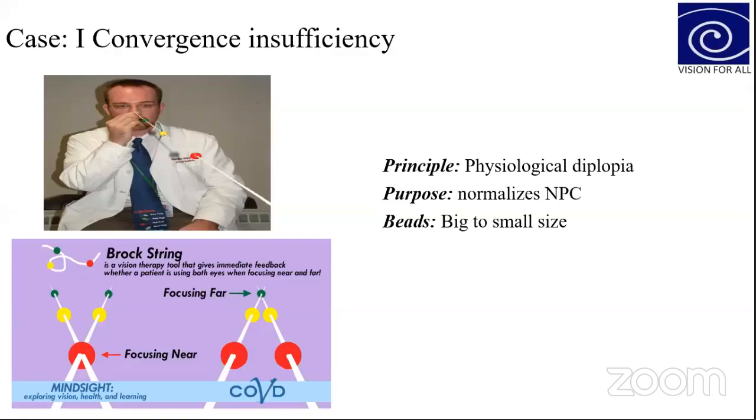If you want to increase or decrease the difficulty, suppose it is very difficult for a patient to start, you can start with large size beads and slowly go to small size beads. Now the next therapy is your vectogram and the anaglyphs.